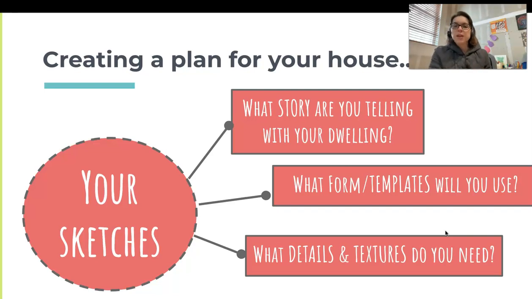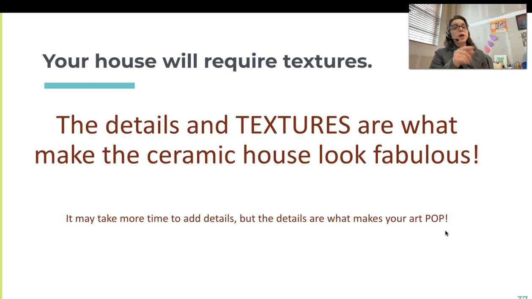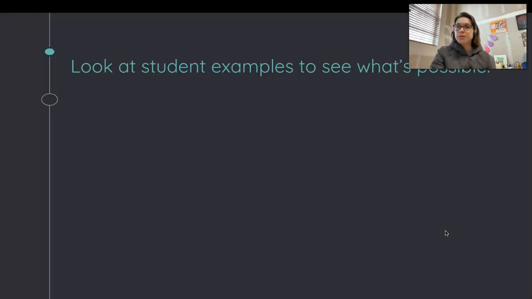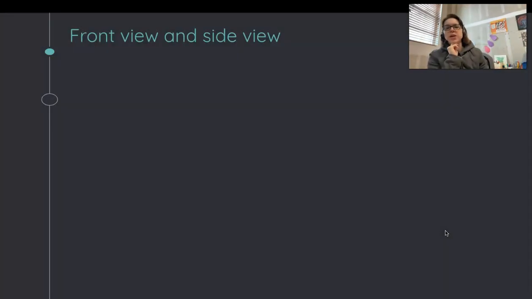Now we're going to move on to creating a plan for your house. With your sketches, you need to be able to demonstrate what story you are telling with your dwelling, what form or templates you are going to use, and what details and textures you need. So your house will require textures, and the textures are the details. This is what makes the ceramic house look fabulous. It does take time to add details, but the details are what make your art pop and look unique, right? We want your house to look unique and different. So we're going to look at student examples to see what's possible, and then you're going to be moving on to creating a front view and side view sketch of your house.